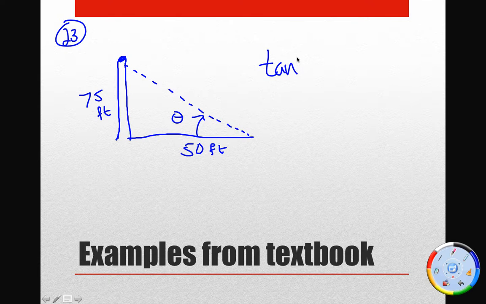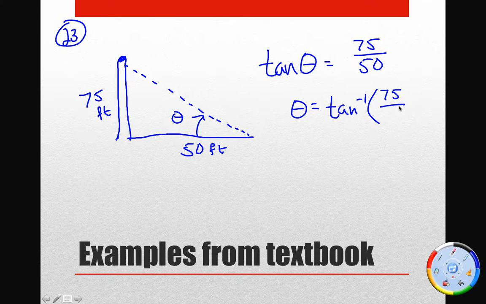Now here's where section 6.6 really helps. This tells me that tangent of theta is equal to 75 over 50. And you can simplify that if you want, but it's not necessary. But I need to know what theta is. Well, that last section tells me I can find theta by doing the tangent inverse, or the arctan, of 75 over 50. I plug that into my calculator. Again, keep your calculator in degree mode.